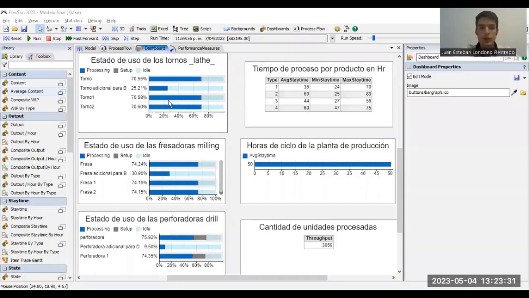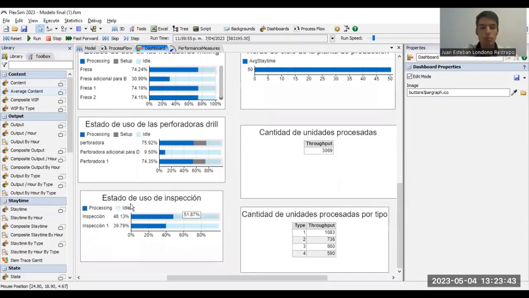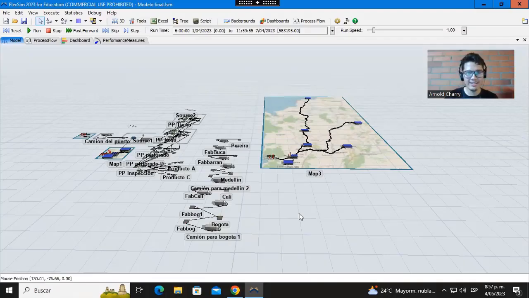In these three charts, we can see the processing state, the setup, and the idle state for the lathe machine, the milling machine, and the drilling machine. And finally, in this chart, we can see the total processing and idle time for the inspection state. In the last graphic, we can see a table where, sorted by type, we see the amount of units that were processed: 1,083 for type 1, 736 for type 2, 660 for type 3, and 590 for type 4. Finally, we are going to evaluate the strengths and weaknesses of our model.